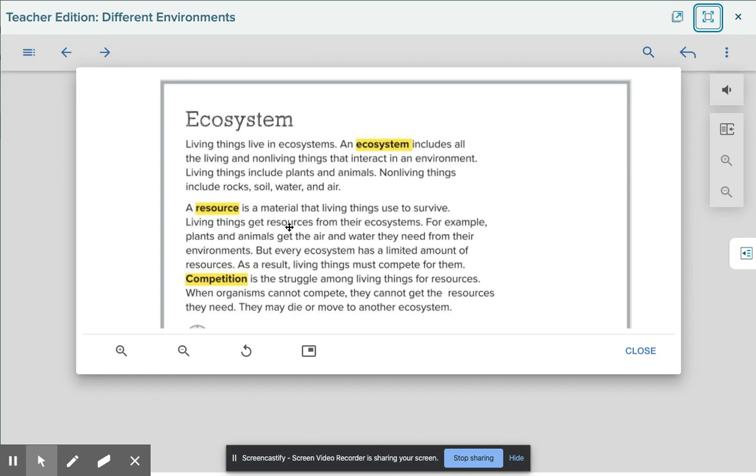Living things get resources from their ecosystems. For example, plants and animals get the air and water they need from their environments. But every ecosystem has a limited amount of resources. As a result, living things must compete for them. Competition is the struggle among living things for resources.